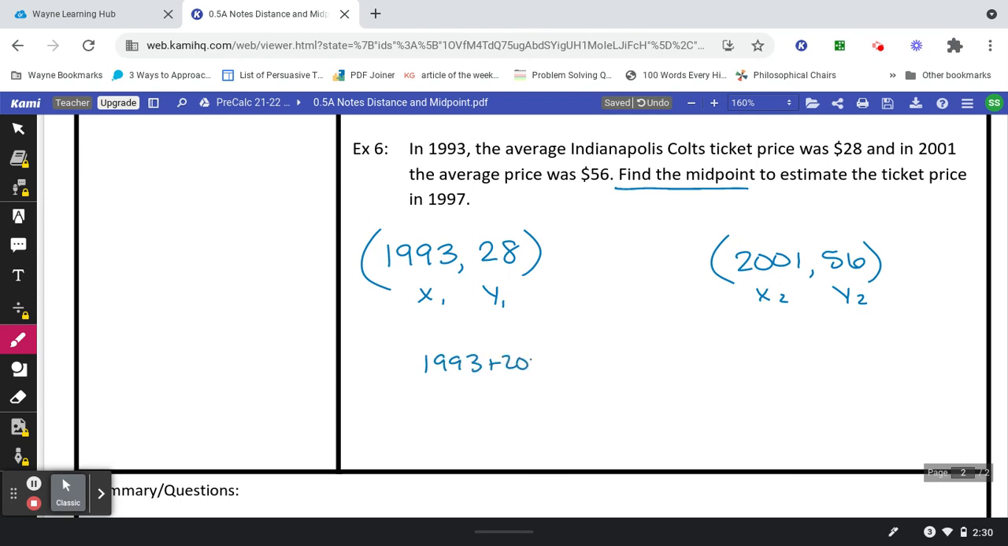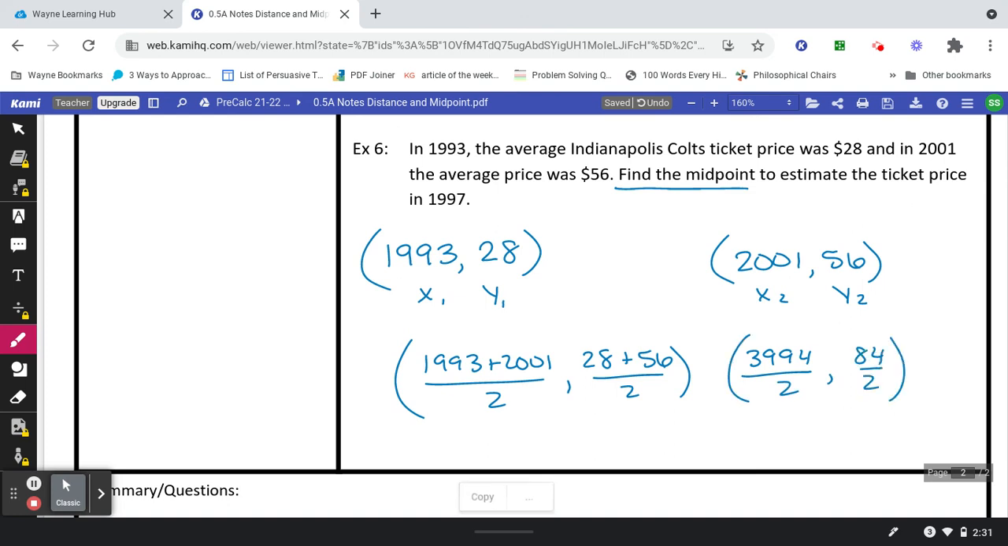1993 plus 2001 divided by 2. And 28 plus 56 divided by 2. That gets me 3994 over 2 and 84 over 2. Which then gets me 1997, which is what they were asking about. And the most important number, 42. So ticket prices were $42. And that's it.